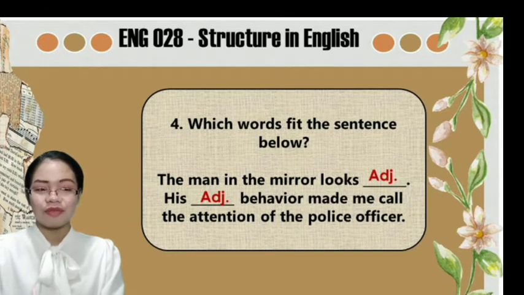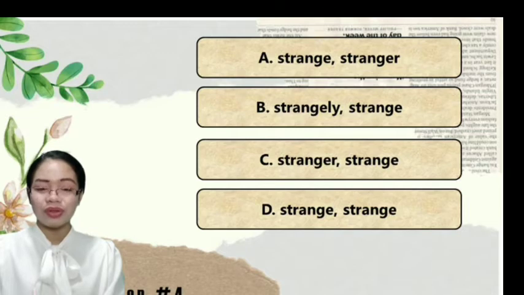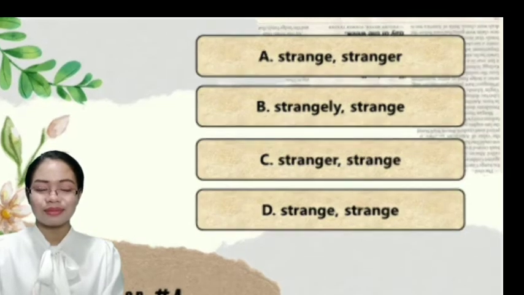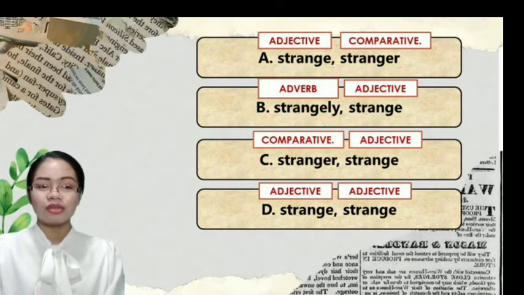So let's have the choices. Letter A, strange and stranger. Letter B, strangely and strange. Letter C, stranger and strange. Or letter D, strange and strange. So what do you think is the correct answer? So for our rationalization for item number 4, letter A, strange and stranger.